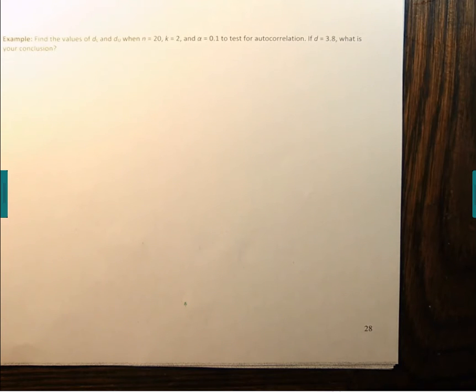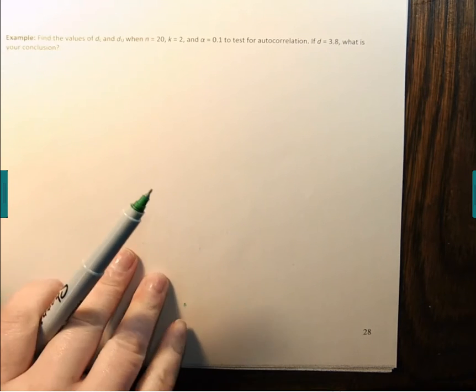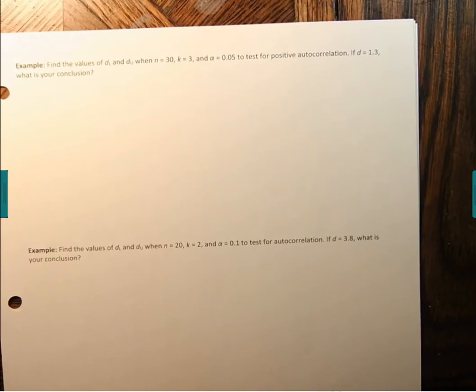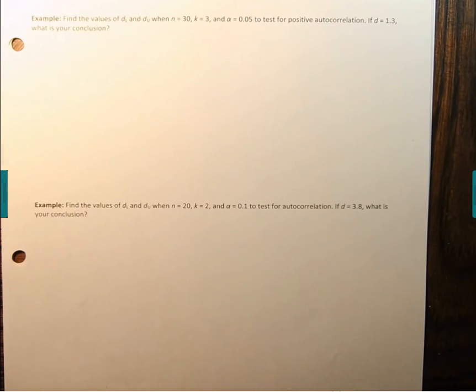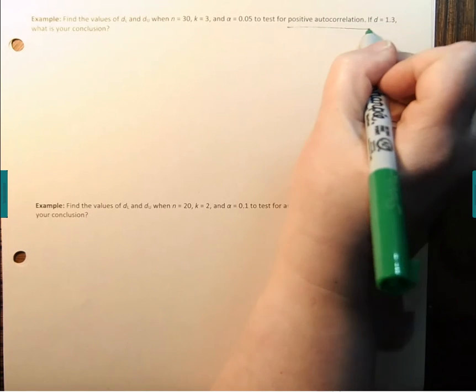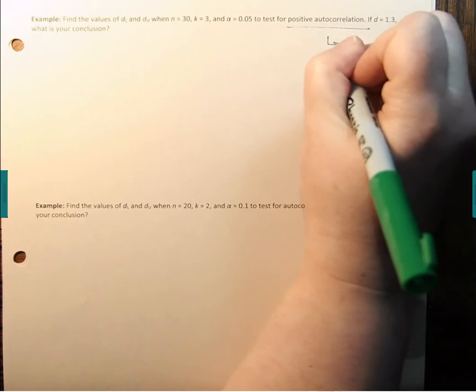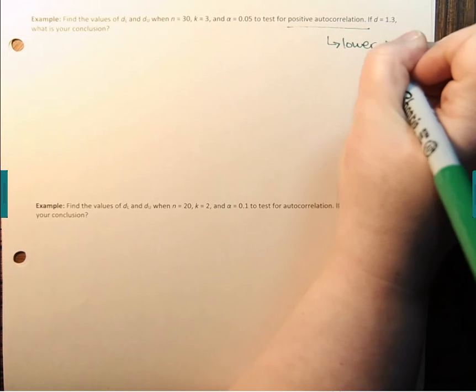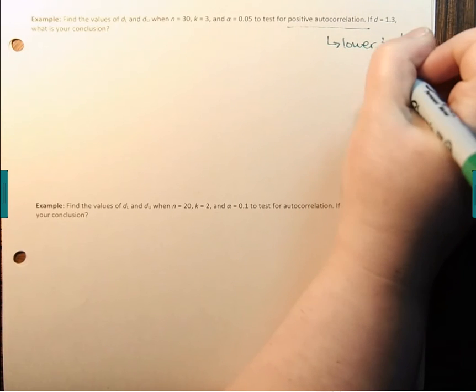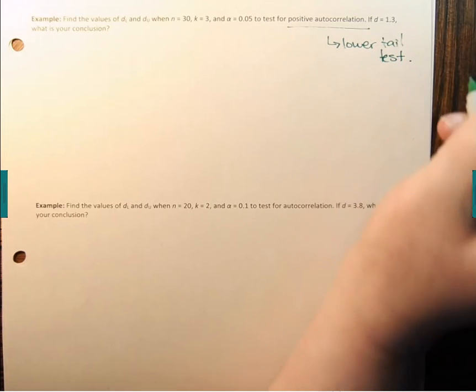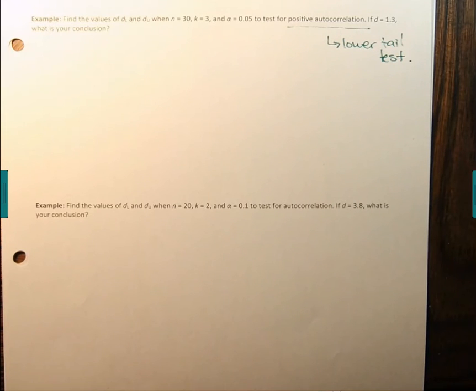All right, so we're going to work an example here. The first one says, find the values of DL and DU when n is equal to 30, k is equal to 3, and alpha is equal to 0.05. And we're going to perform the test for positive autocorrelation. Remember, if we're looking at positive autocorrelation, that is a lower tail test. And we're going to see what happens if D is equal to 1.3.